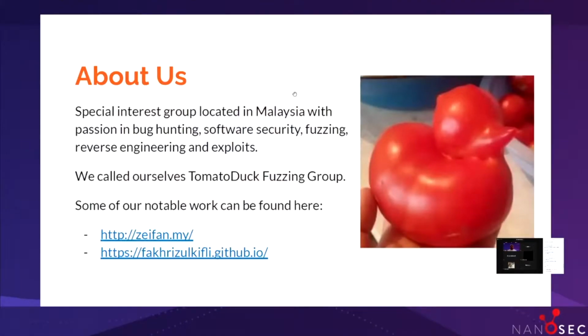So a short intro about us. We are a special interest group located in Malaysia with a passion in bug hunting, software security, fuzzing, reverse engineering, and exploits. We call ourselves Tomato Dark Fuzzing Group. You may find some of our notable works in the link below.